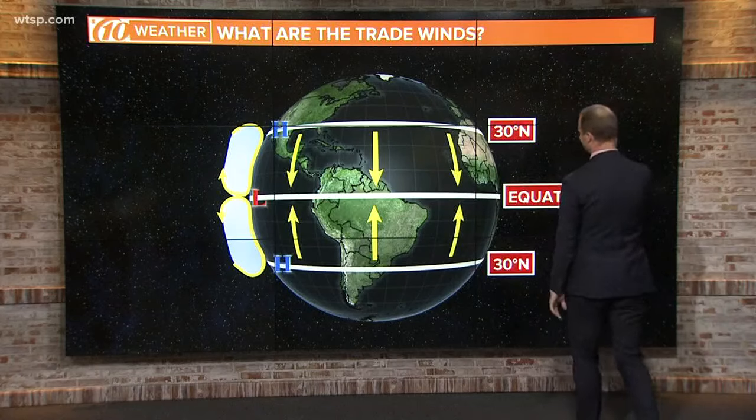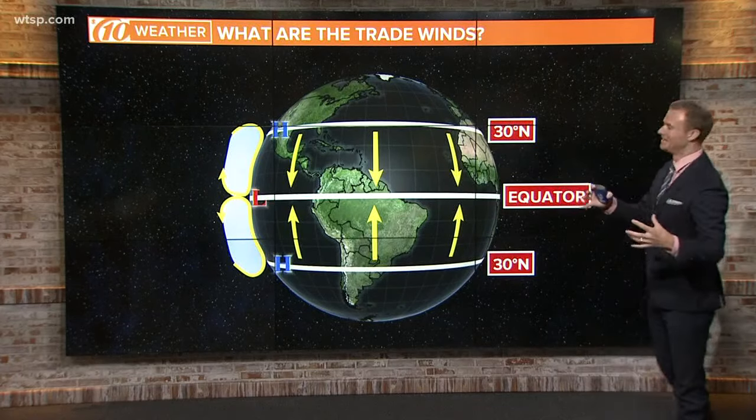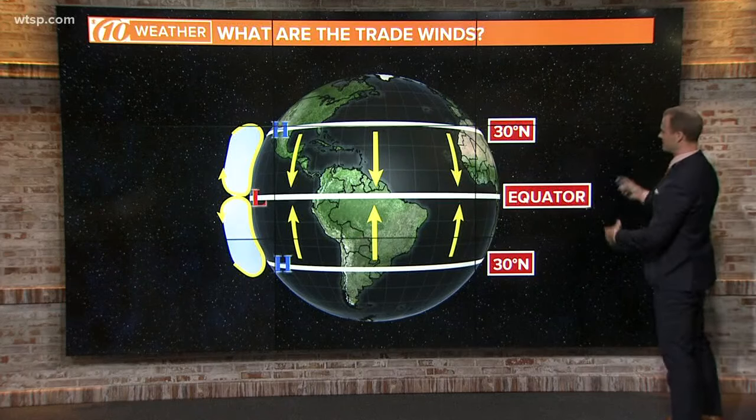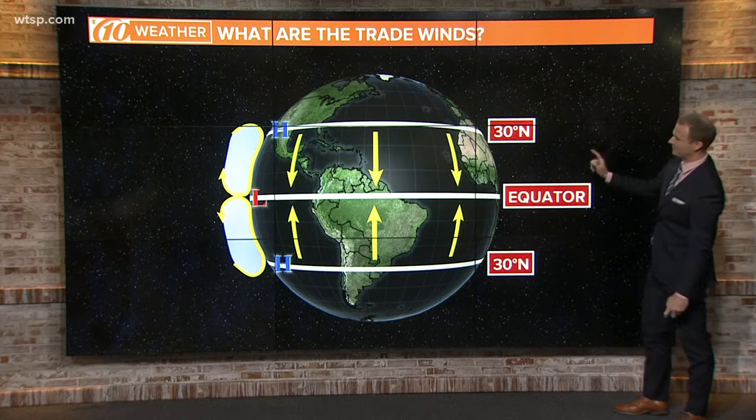Technically that is true. But here's what she's talking about. All right, the trade winds. Let's talk about this. The global scale here, some earth wind circulations here. We're talking about 30 degrees north, 30 degrees south, those latitudes there, and then we've got the equator.